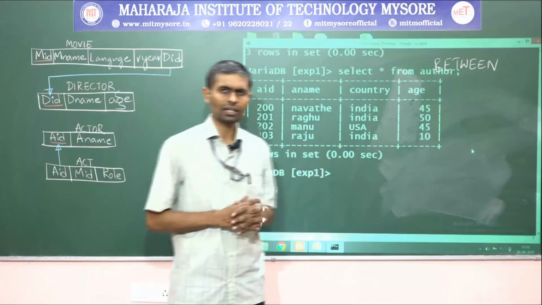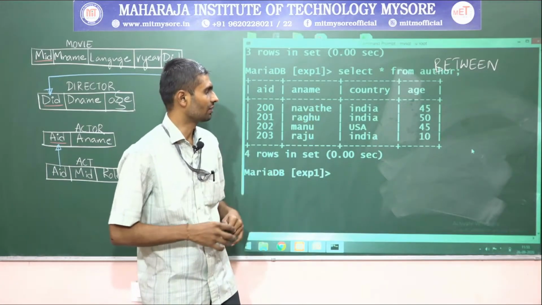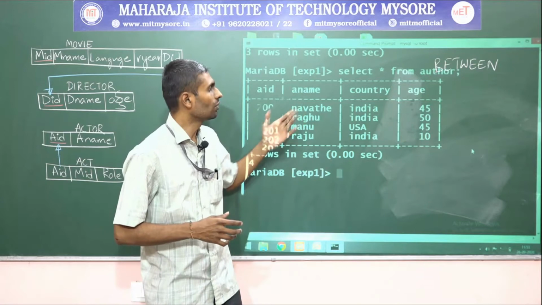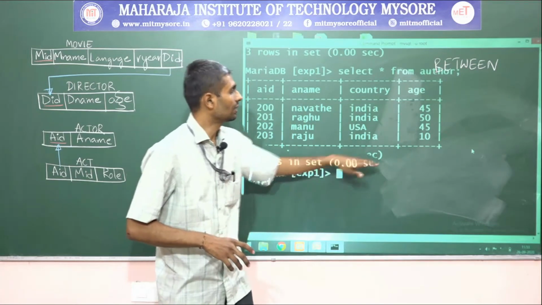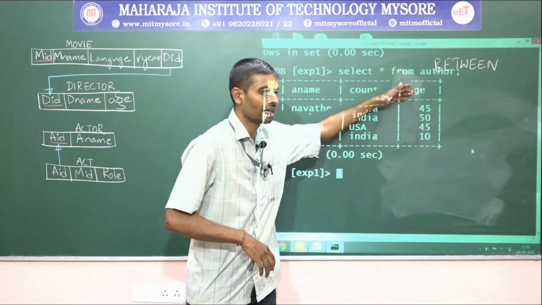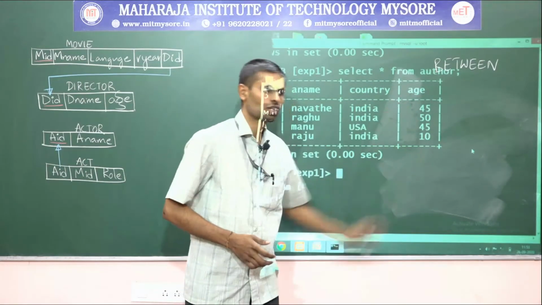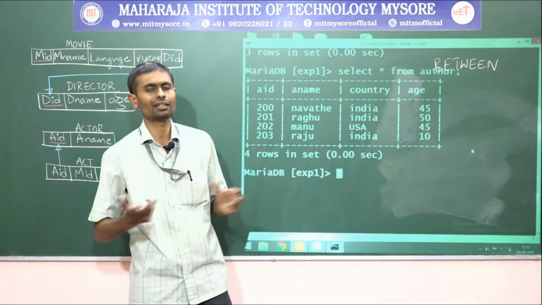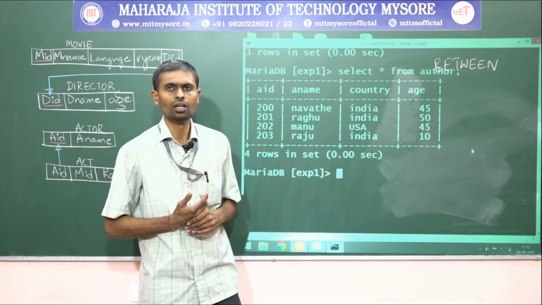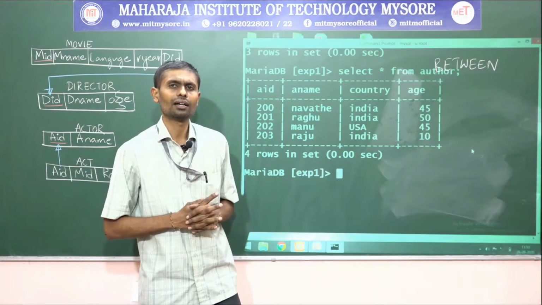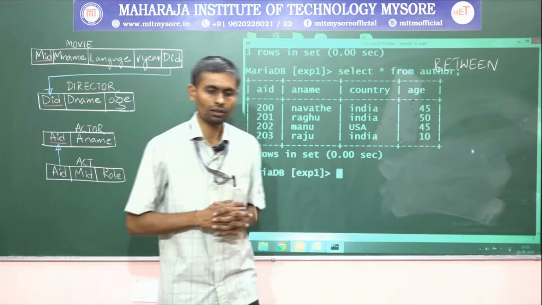Or sometimes you may want to list all authors such that a younger author is always displayed first. That means I want to sort on the age column, in either ascending or descending order. These are the kinds of answers we may sometimes want.